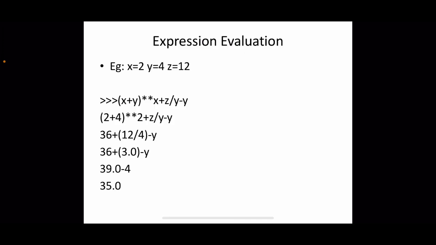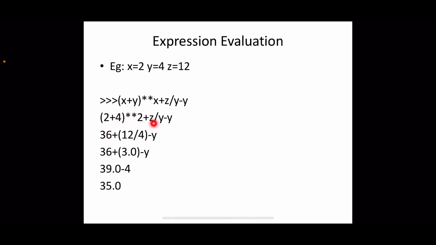Regarding associativity, let us see an expression evaluation applying the different operator precedence and associativity. We are given three variables, x equal to 2, y equal to 4 and z equal to 12, and the expression (x plus y) exponent x plus z by y minus y. Parentheses have the highest precedence, so it should be evaluated first. That is, x plus y should be evaluated first by substituting the values: 2 plus 4, that is 6. Then the next highest precedence is for the double star. So 6 double star 2, that is 36, should be applied next.